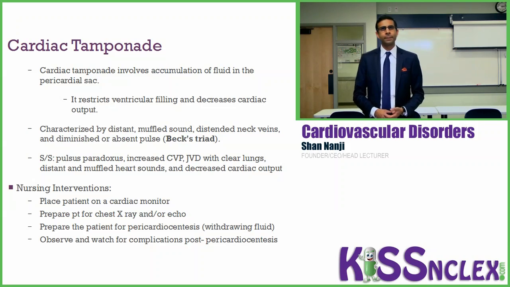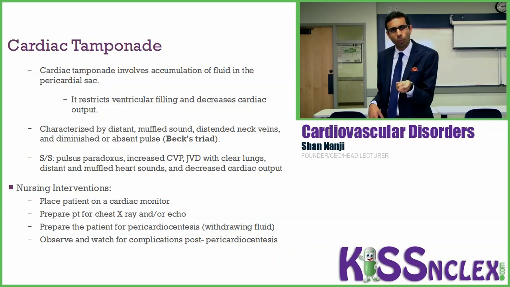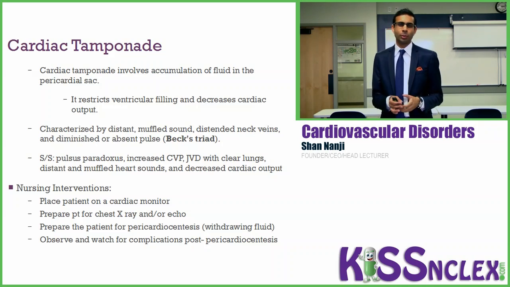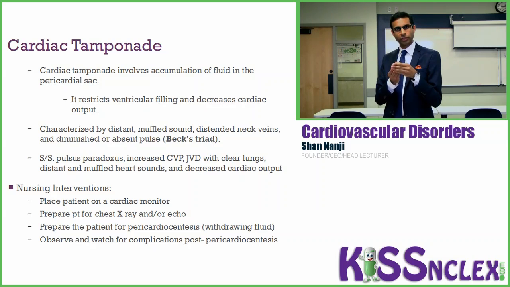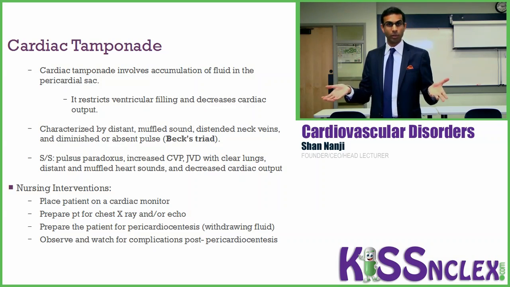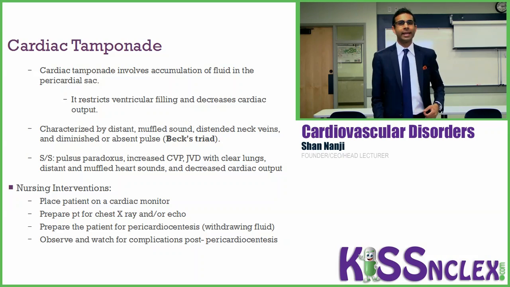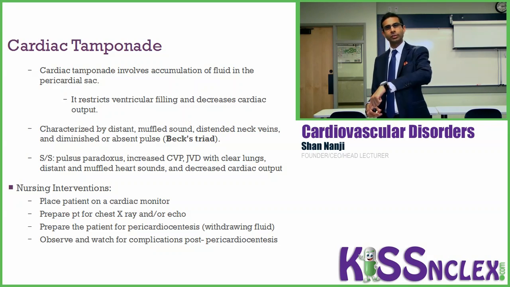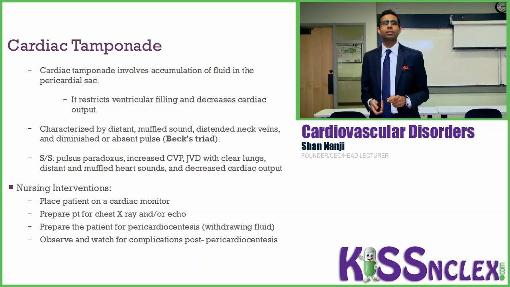What is cardiac tamponade? Cardiac tamponade involves accumulation of fluid in the pericardial sac, okay? When you have fluid in the pericardial sac, it restricts ventricular filling because it can't expand the way it normally would, so you prevent filling of the ventricle. And as a result of less blood going into the ventricle, guess what happens to cardiac output? It goes down.